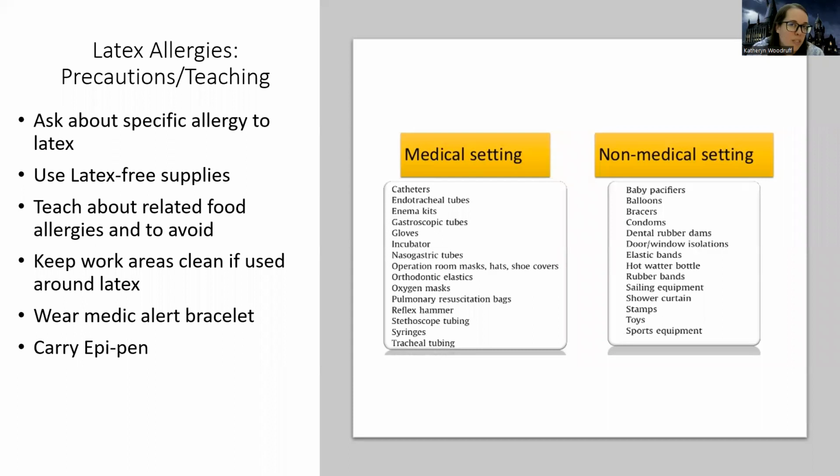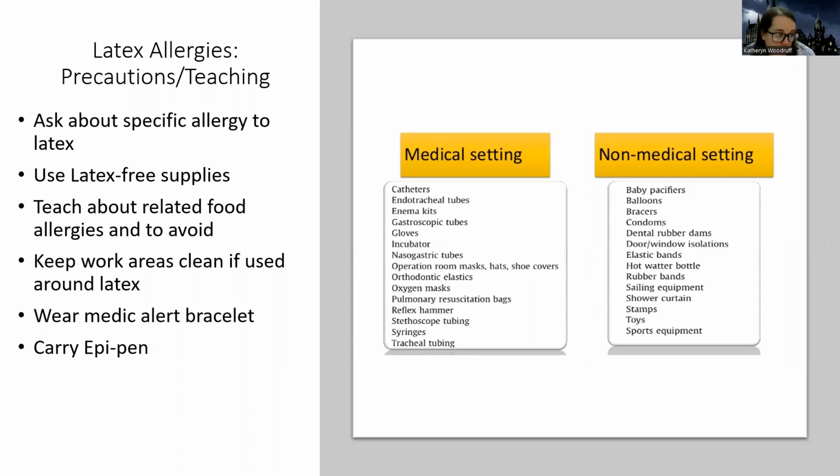So we always want to ask about a specific allergy to latex because some people don't consider it an allergy, even though it is. Most hospitals and doctors' offices now use latex-free supplies, but some still use latex supplies. Look at all the things that can have latex in them. There's a lot of stuff, so you definitely want to be careful. There may be something as simple as a doorstop, like it's saying there, that you just wouldn't consider.